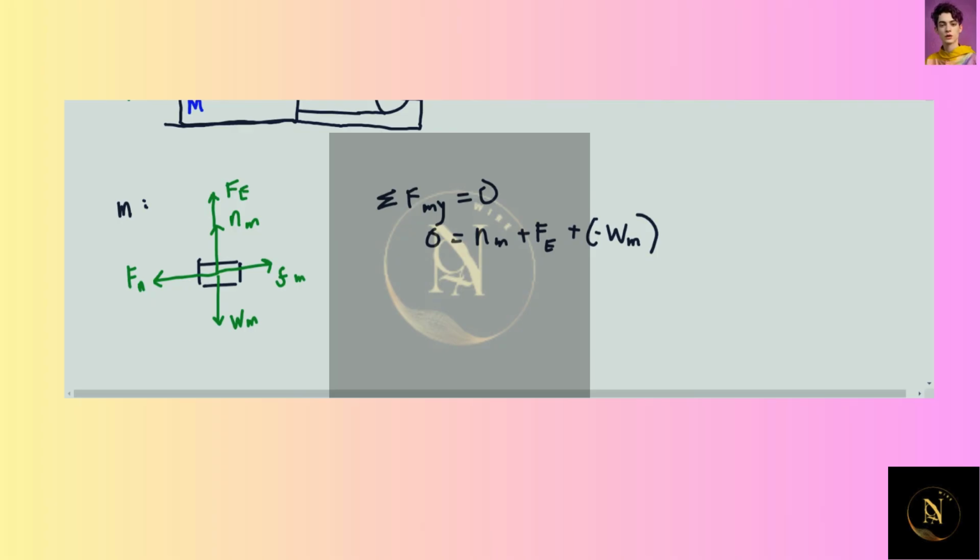Rearranging, the equation becomes normal force is equal to the weight minus the electrical force. And we know that weight is equal to the mass multiplied by the acceleration due to gravity, and the electric force is equal to the charge Q multiplied by the electric field. Then this is our expression for the normal force.